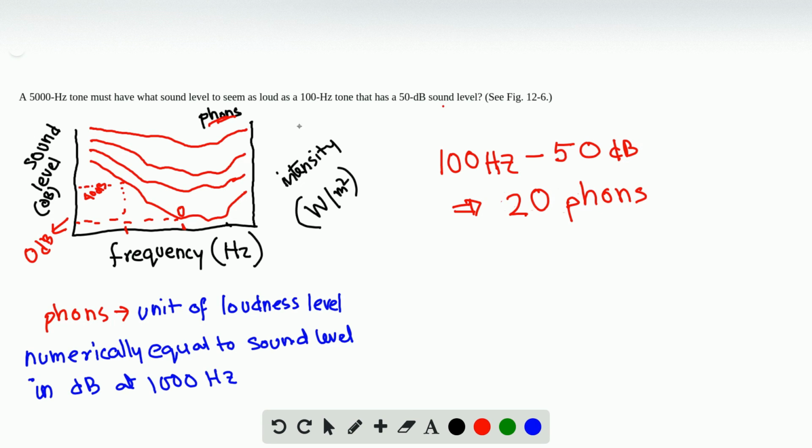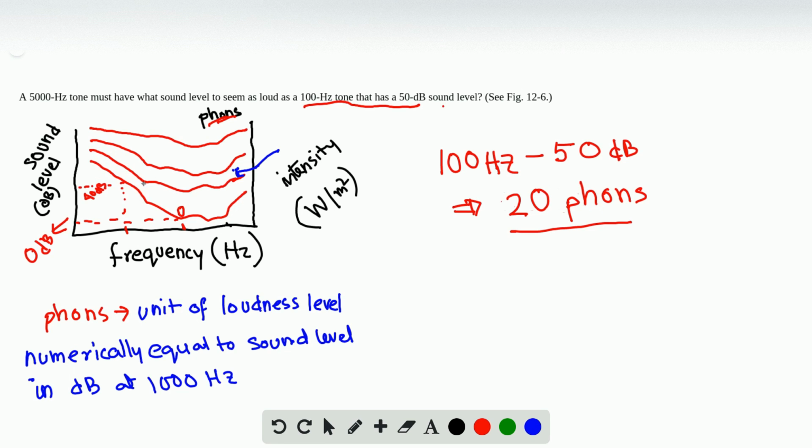So we're concerned about 100 hertz at 50 decibel. If we try to match that on our graph, we see that at 100 hertz and 50 decibel we get about 20 phones, right? Let's say this line right here is 20 phones.